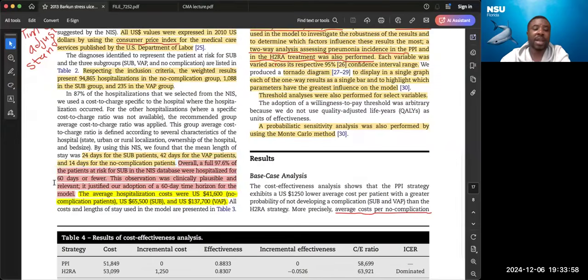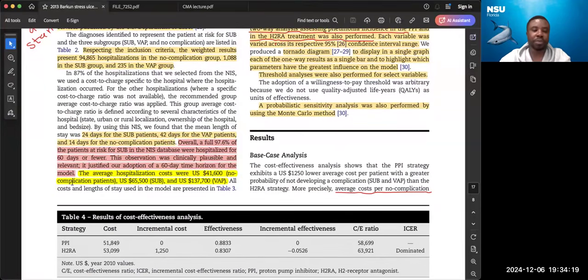They chose the 60 days because they saw that about 97.6% of the patients spent an average of 60 days or fewer in the hospital. So that is why they used that 2 months period for the studies, because they saw that that's the average number of days people spend in the hospital.